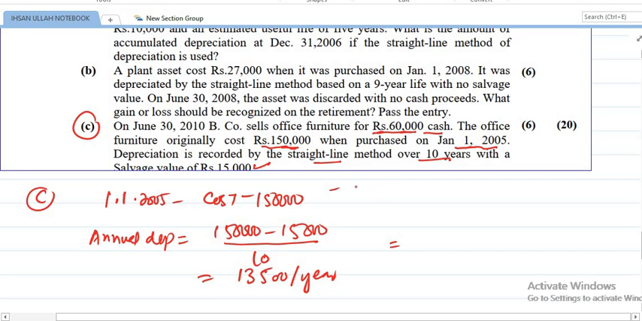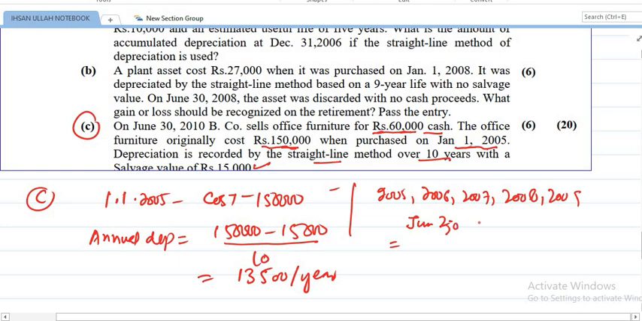Okay. Now the asset which was purchased in 2005, we used for 2005 and 2006, then for 2007 we also used, and for 2008 used, for 2009 also used. While on June 30th 2010 we sold the furniture. So we used it for 1 year, 2 year, 3 year, 4 year, 5 year, and 6 months for 2010. So the total time, the total years we have used the asset is 5 and a half years.